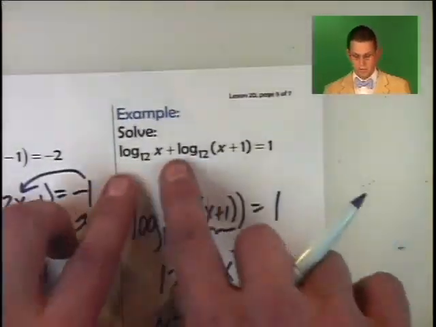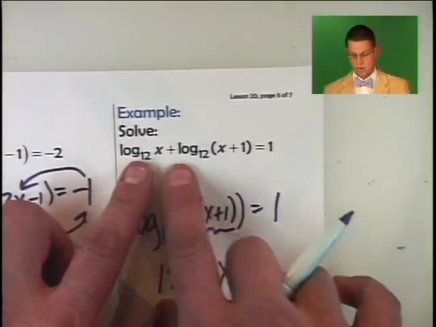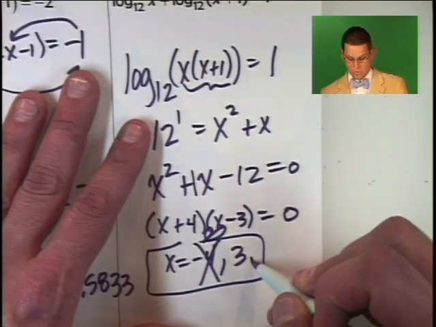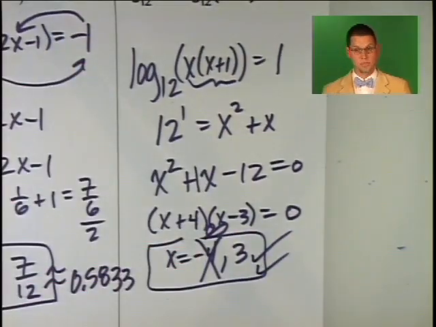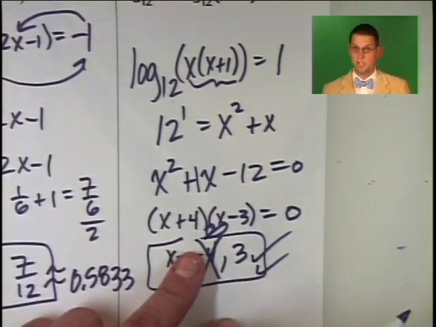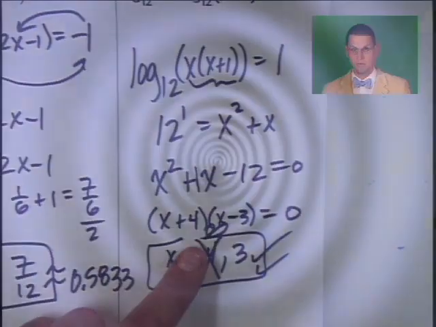Let's try 3. Log of 3, that'll work. Log of 3 plus 1, that's a positive number. That'll also work. So 3 does, in fact, work. So of the two solutions that came out of the algebraic process, only one of them worked, and the other one was extraneous. We checked them for logs. Don't forget to check them.